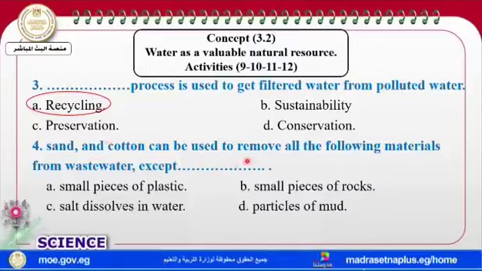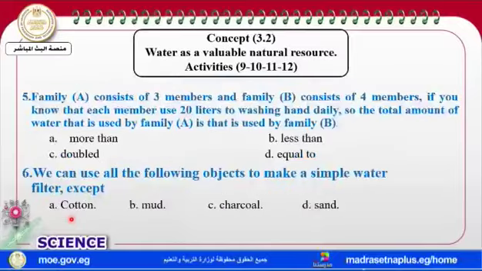Number 4, sand and cotton can be used to remove all the following from the wastewater except what? Sand and cotton can remove small pieces of plastic, of course. They can remove small pieces of rocks. They can remove particles of mud. But they can't remove the salt that dissolves in water, because it is dissolved with the water, so it will move to the recycled water. Okay, let's move to the next one.